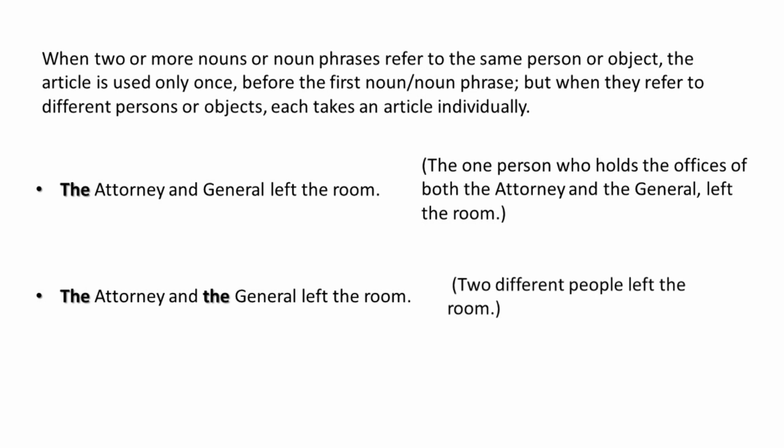While in the second sentence, there are two different people. Two different people left the room. The attorney and the general. There are two persons who left the room. So once again, when two or more nouns or noun phrases refer to the same person or object, the article is used only once before the first noun or noun phrase. But when they refer to different persons or objects, each takes an article individually.